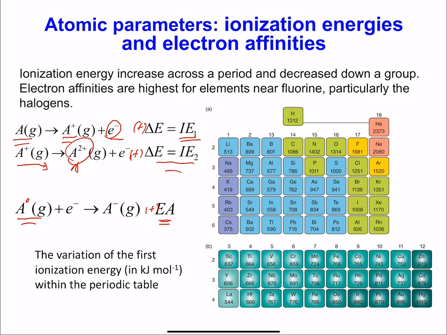Okay, and if we look at the two tables here, the top one is the main group, and the bottom one is the D block. If you look at the main group first, we will say the first row, and we can look at the numbers, the ionization energy.